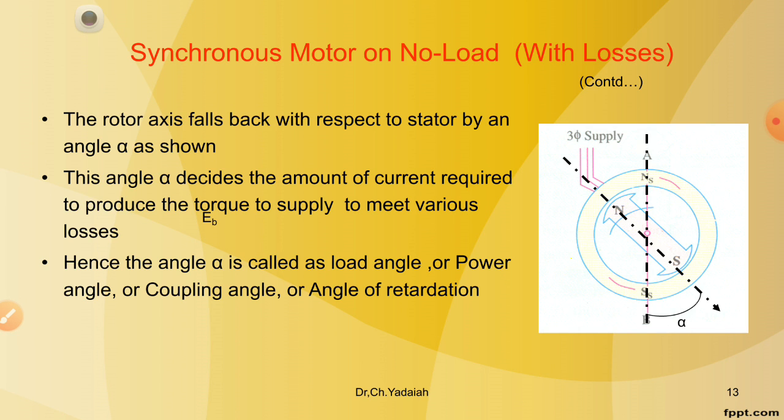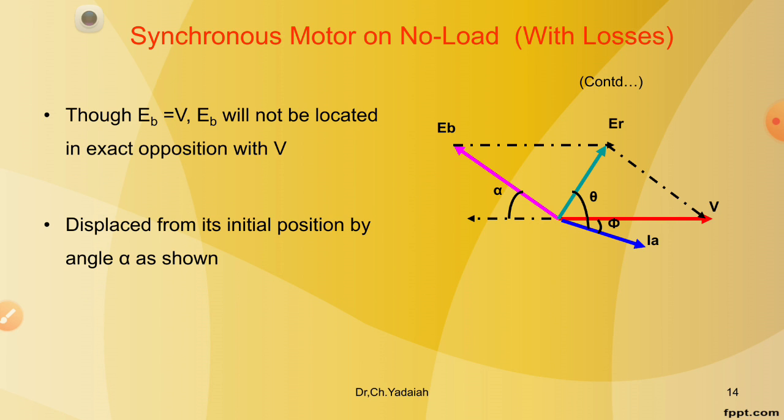Hence the angle alpha is called the load angle, or we can say the power angle, or the coupling angle, or the angle of retardation. Whatever you assume, alpha is the angle created between the stator magnetic field and the rotor magnetic field. Now, you can see the figures.